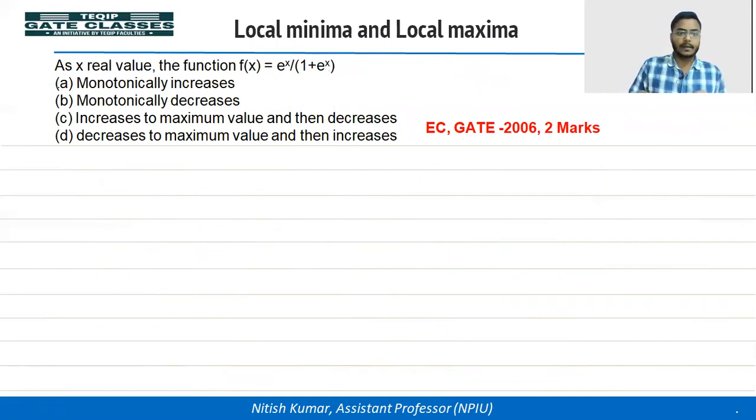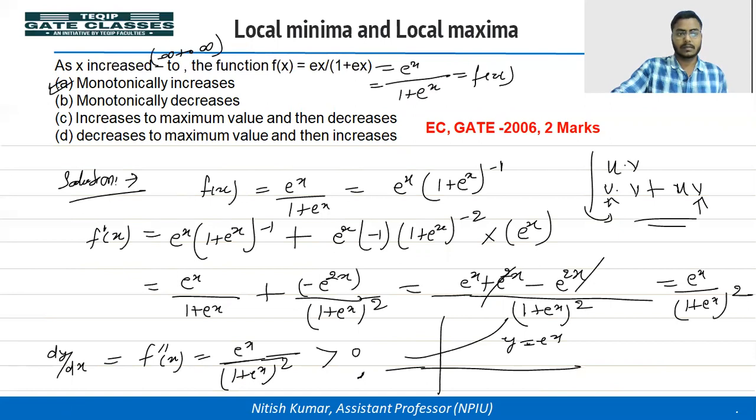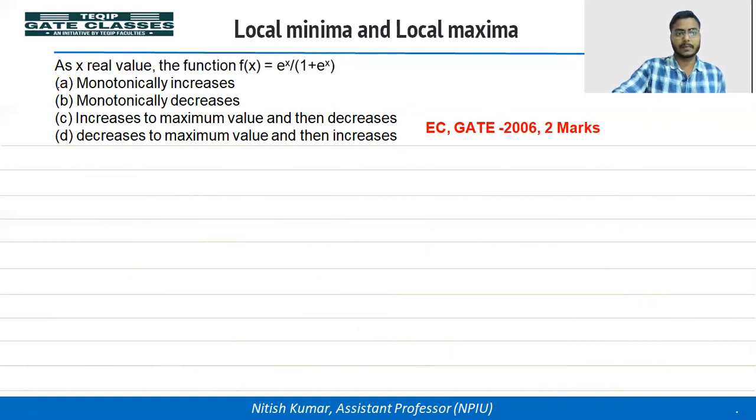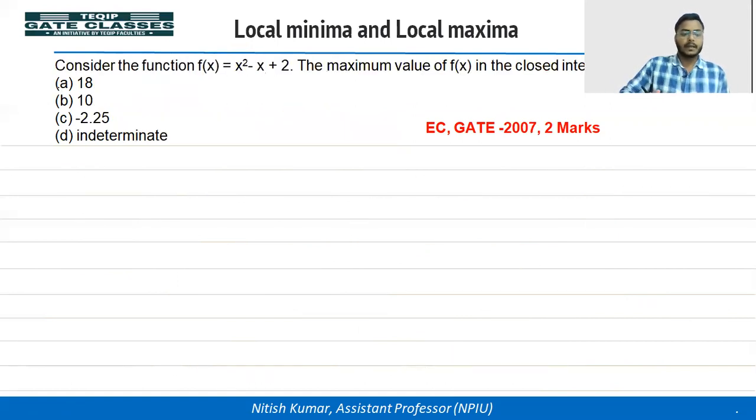As x is a real value, the function f(x) is e to the power x divided by 1 plus e to the power x. We have already solved this one, I guess. Okay. Consider the function f(x) is equal to x square minus x plus 2. The maximum value of f(x) in the closed interval minus 4 to 4, you have to calculate.